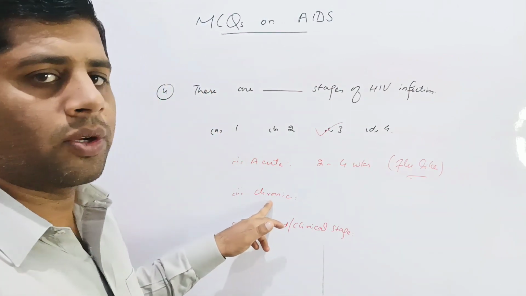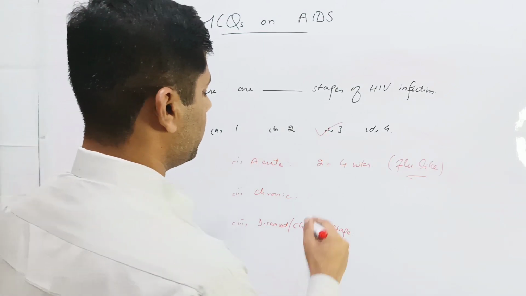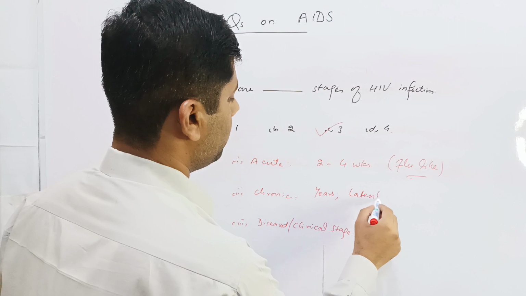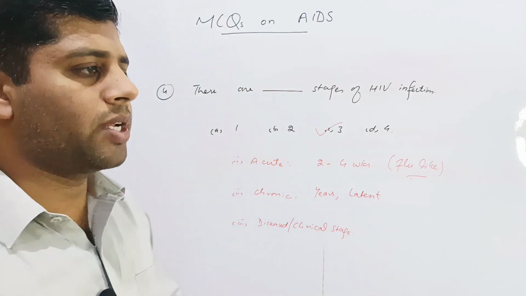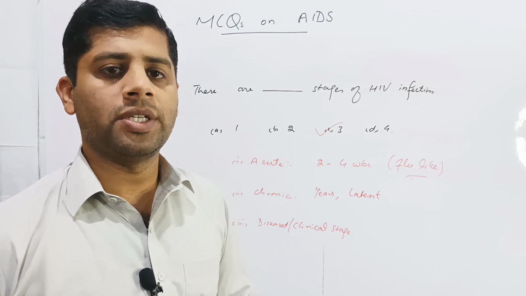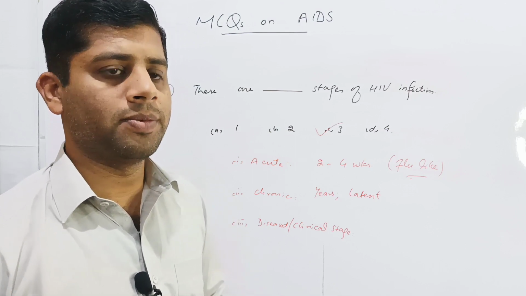Second stage is called chronic stage. It lasts for years and it is a latent phase in which there are no prominent signs. The virus is undergoing multiplication and the disease is in a progressive stage without showing any signs and symptoms.